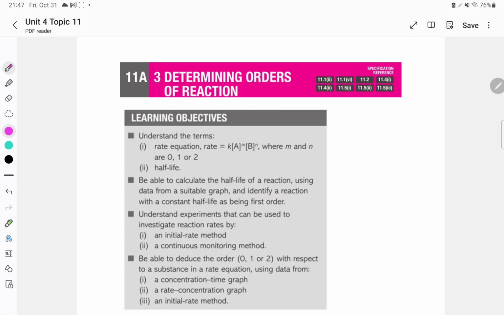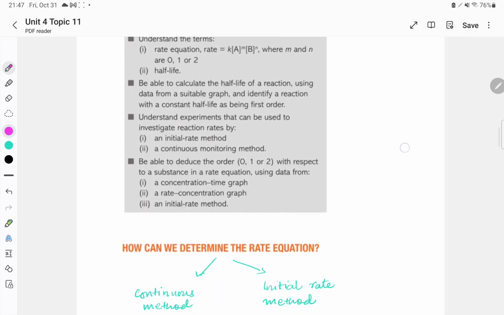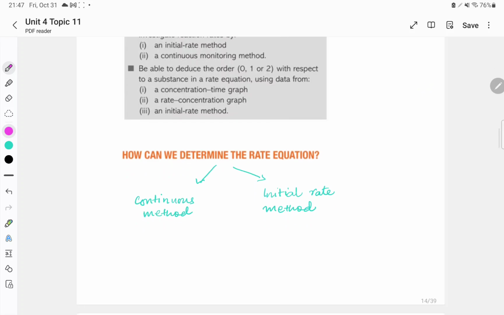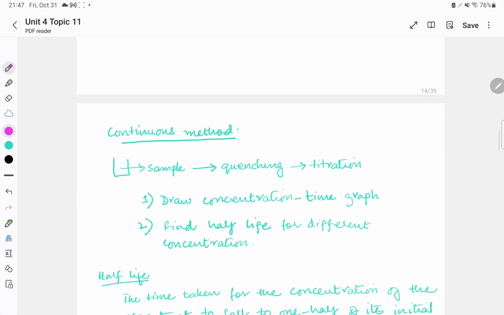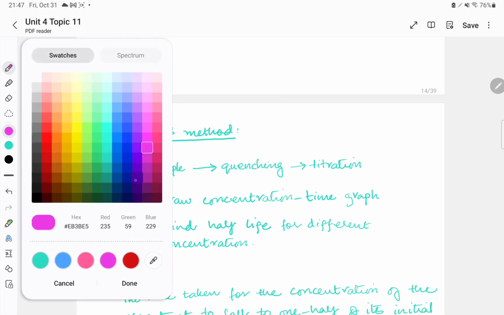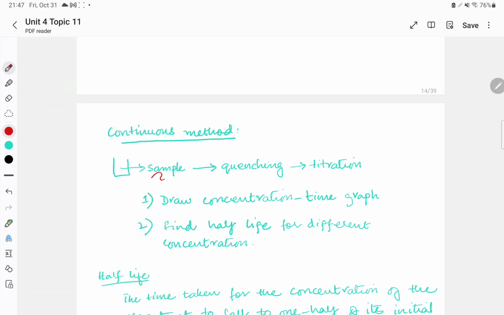Now we'll study 11A, third topic, that is determining the order of reaction. In order to understand how to find out the order of reaction, here we have 2 methods. One is the continuous method and the other one is called the initial rate method. In the continuous method, we're going to take out some samples from the reaction mixture at regular intervals, and then we're going to stop the reaction by quenching, and then we're going to find out the concentration with the help of an analytical method like titration.